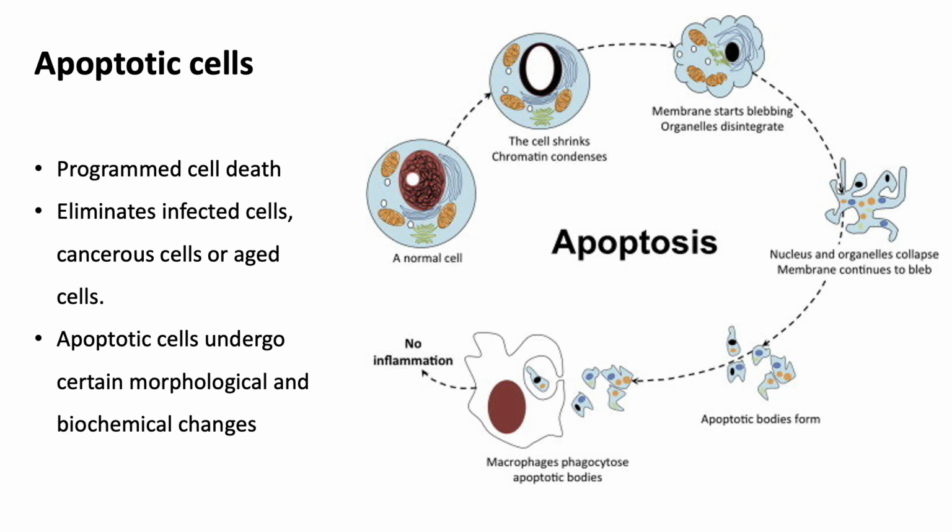To answer the given question, let's understand the characteristics of apoptotic cells. Briefly, apoptosis is a process of programmed cell death that eliminates infected cells, cancerous cells, or aged cells. The cells that undergo apoptosis are apoptotic cells. They undergo certain morphological and biochemical changes that are characteristic of these cells.